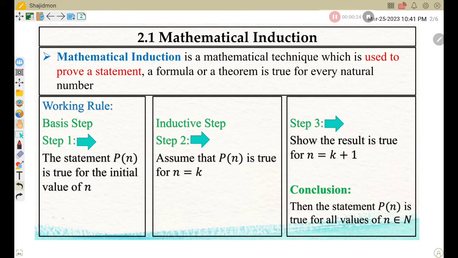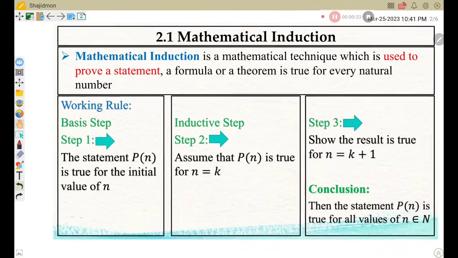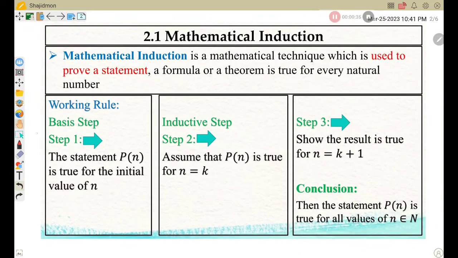Mathematical induction is a mathematical technique used to prove that a statement, formula or theorem is true for every natural number or not. Let us see the working rule here. I'm just giving the working rules briefly, then we will go to the questions.